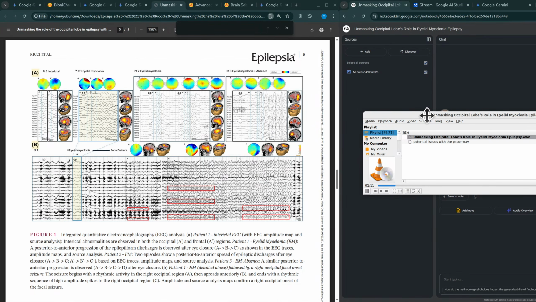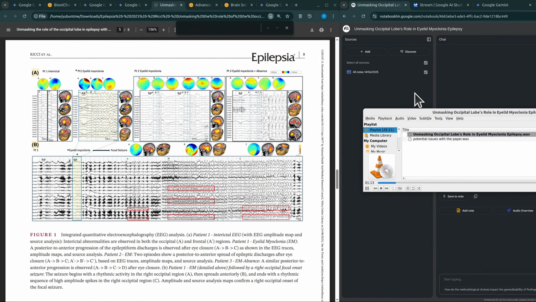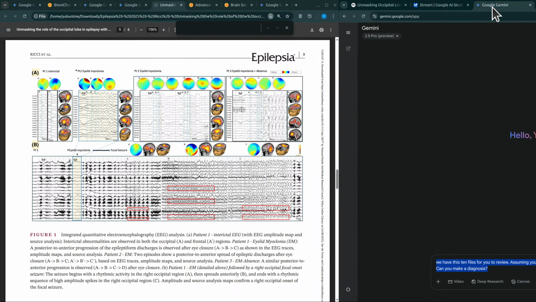And our goal for this deep dive is to really examine this research critically. We want to understand how these findings might potentially challenge the standard definition of EM. We're zeroing in on the brain's occipital lobe, that area way at the back, the one we usually link with processing vision. We'll look at why these findings are important, both for diagnosis and just for our basic understanding of this condition.